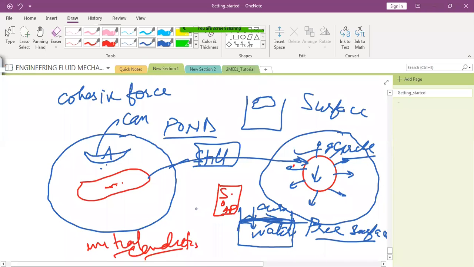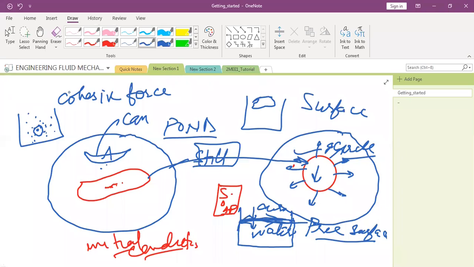So the stretching happens due to the fact that, for instance, I take a molecule here. Now this molecule is being attracted by all other molecules that are around equally. Any doubts? So this molecule is being attracted by all other molecules. But what happens to a molecule that is at the surface?